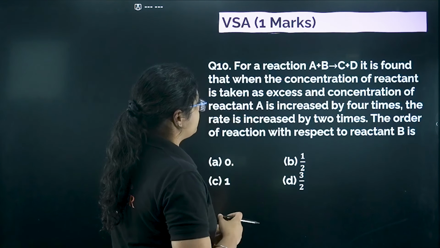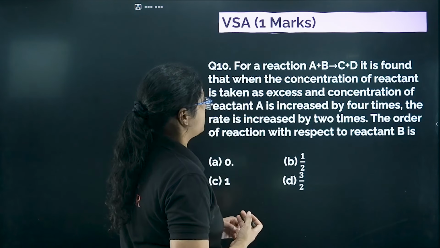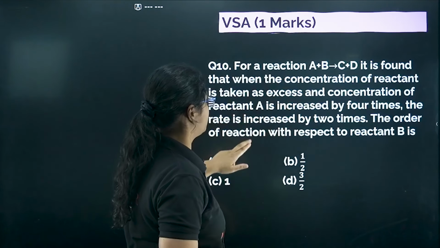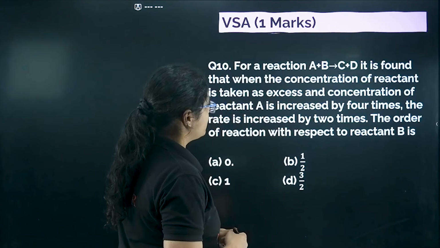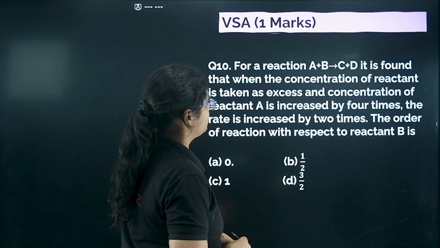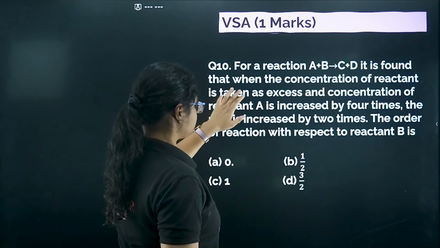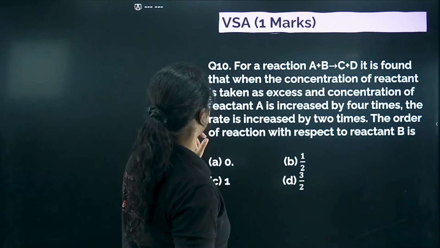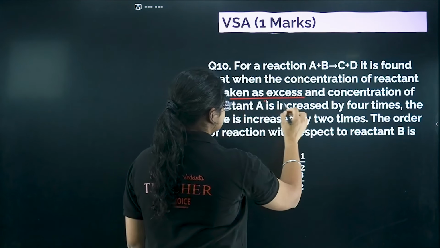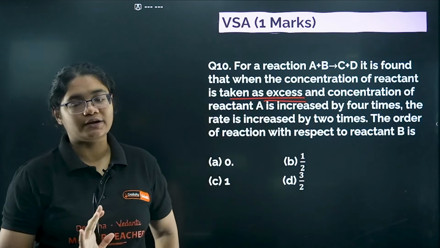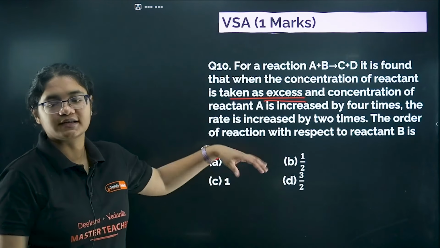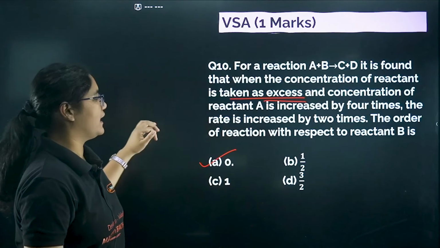Next, for a reaction A plus B gives you C plus D, it is found that the concentration of the reactant B is taken as excess and concentration of A is increased by 4 times, the rate is increased by 2 times. The order of the reaction with respect to B is, okay. See, now when B is taken in excess, that means B is not affecting the rate of the reaction. So with respect to B, it will be a zeroth order reaction. This is an example of pseudo first order reaction, okay.